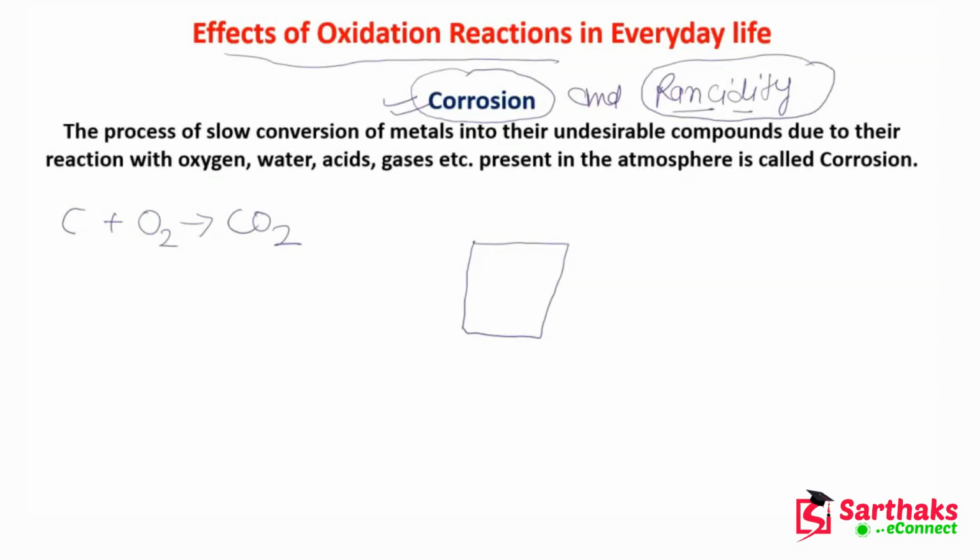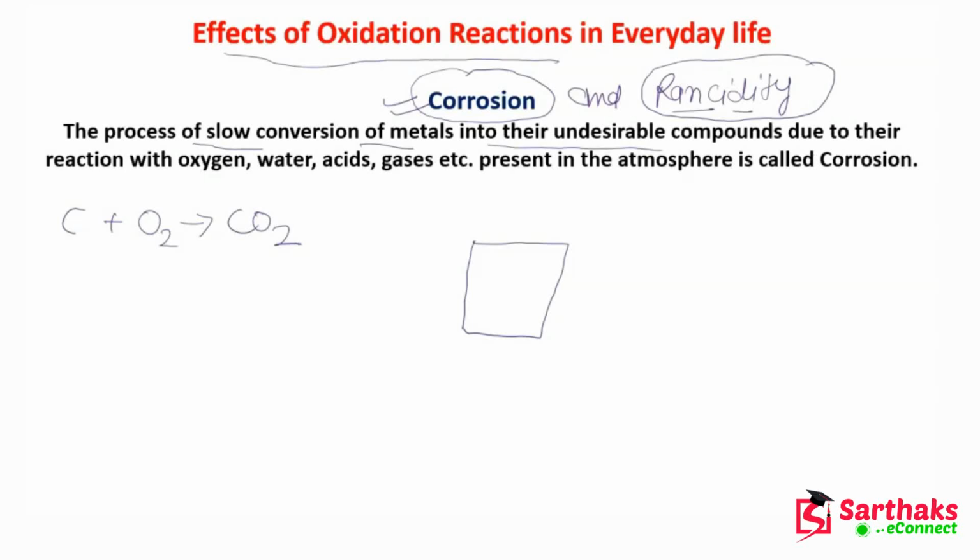Now what is the disadvantage of this corrosion? Because of this corrosion, our metal gets destroyed, or you can say it gets damaged, or it loses its properties. So this is the disadvantage of corrosion. If you are asked what is corrosion, you will simply say that it is the process of slow conversion of metal into their undesirable compounds.